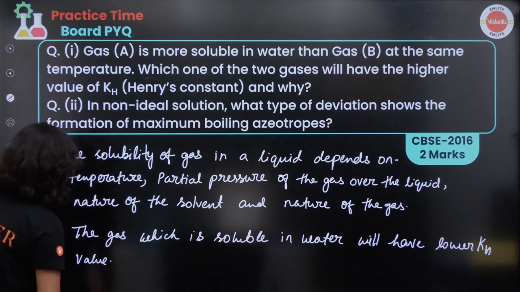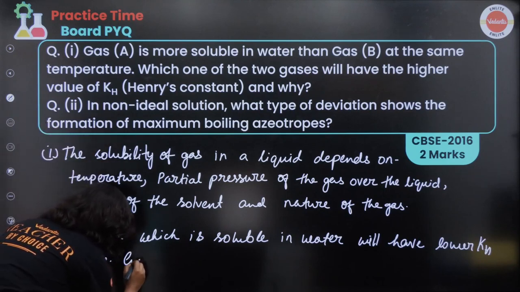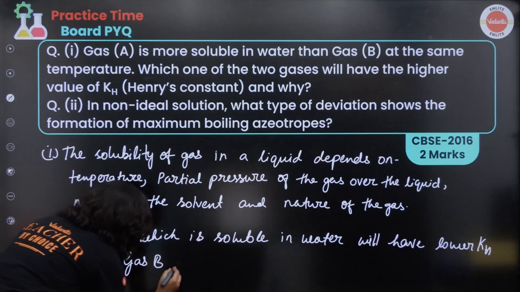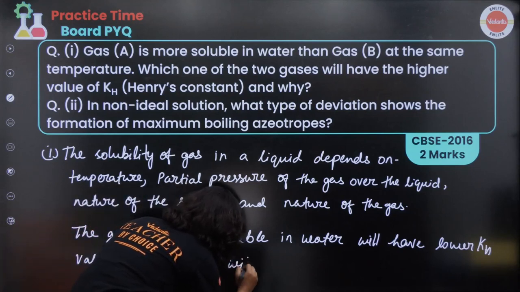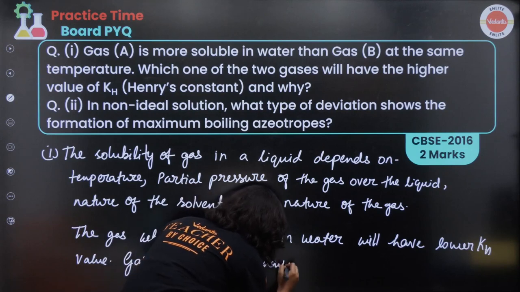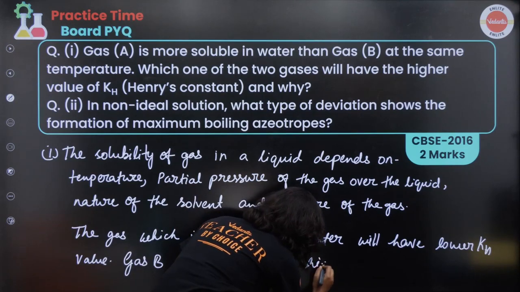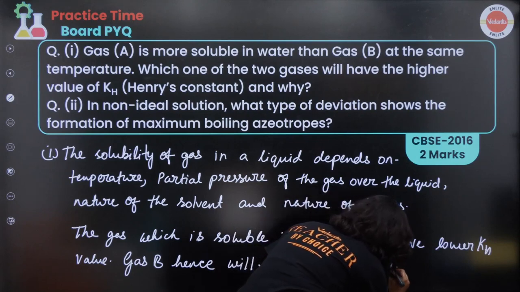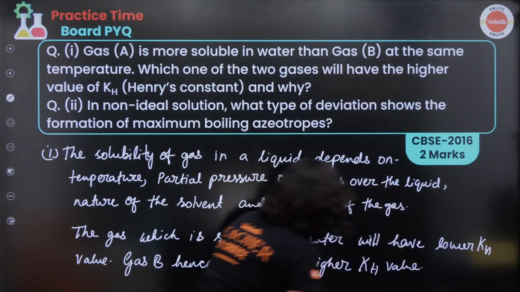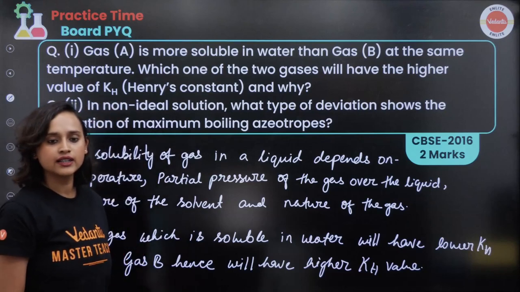That means that gas B will have higher value. Gas B, hence, will have higher KH value, right? Yes, correct everybody.